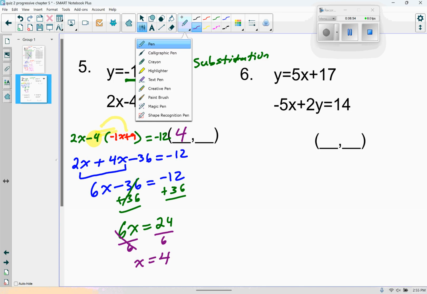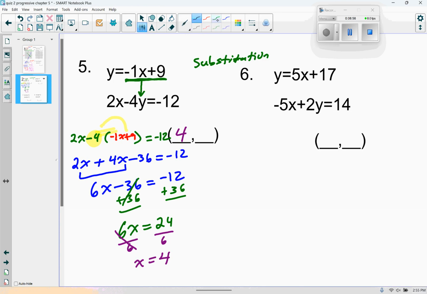Okay. I'm going to take this 4 and replace it on this x here or this x here. The top one's already set up for us, so I'm going to go y equals negative 1 times 4 plus 9. That's negative 4 plus 9, which is going to give me y equals 5. So my answer to that is (4, 5). Write down what you need.